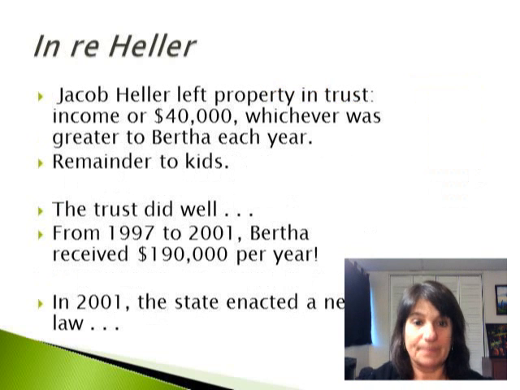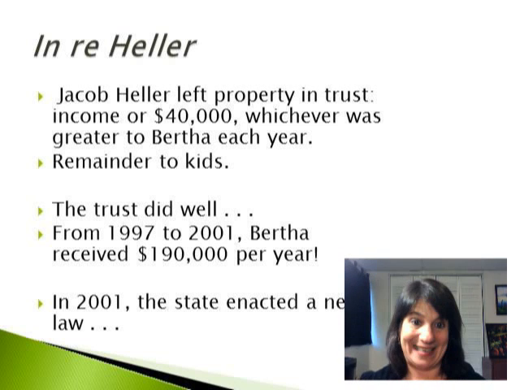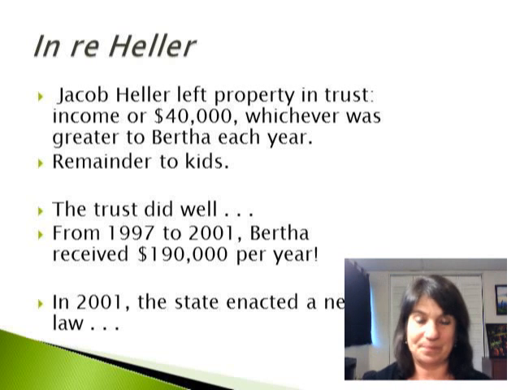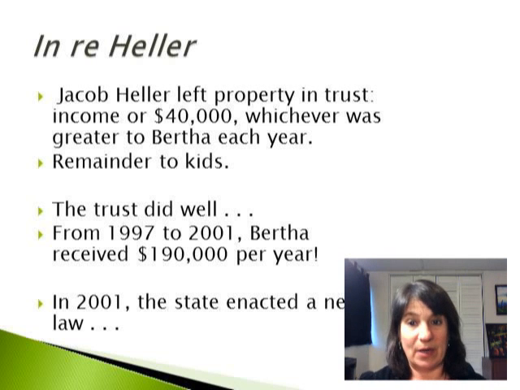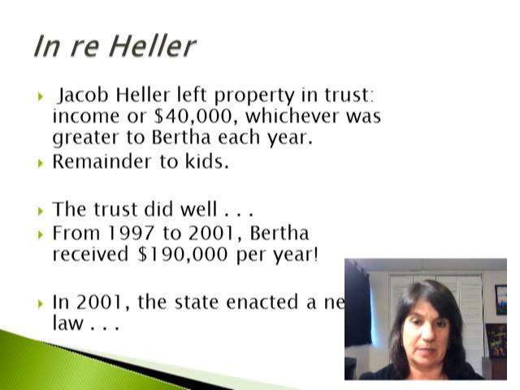Now, Jacob Heller left property in trust to pay income to his wife for life or $40,000 a year, whichever was greater. She's supposed to get all the income or $40,000. So at least $40,000 goes to Bertha each year. And then the remainder to his kids. Now, his kids were not her kids, right? This is a second marriage. The trust did quite well. And for example, from 1997 to 2001, just before this case comes up, Bertha was receiving $190,000 a year. That represented all of the trust income.